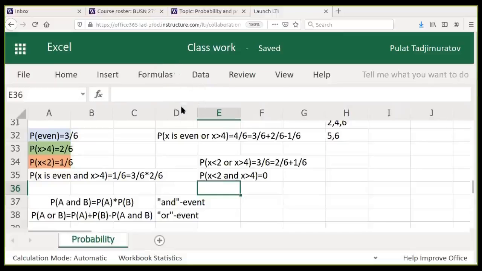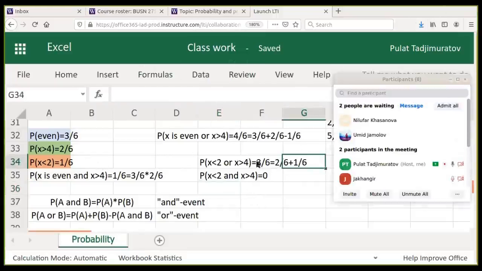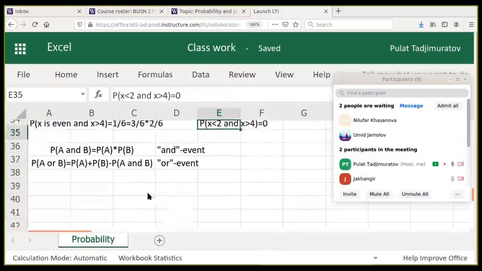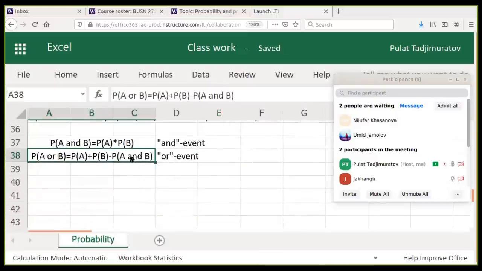And being 0, subtracting 0 does not change anything, so it looks like you didn't subtract that probability, but in fact we did. So we added up those two, right? 2/6 plus 1/6, and then we subtracted 0. So that's the general rule.